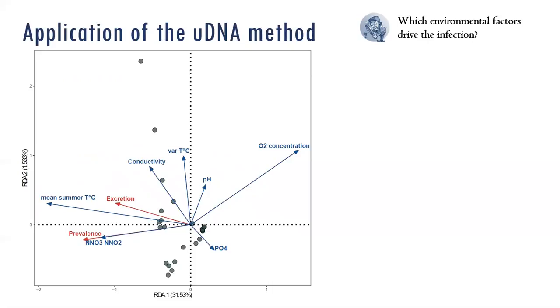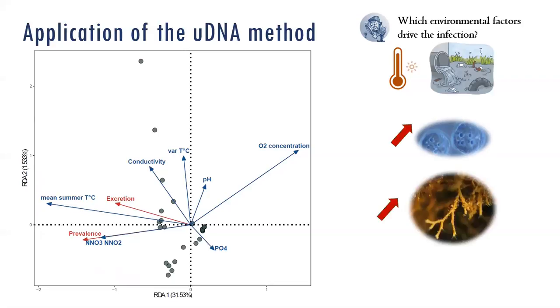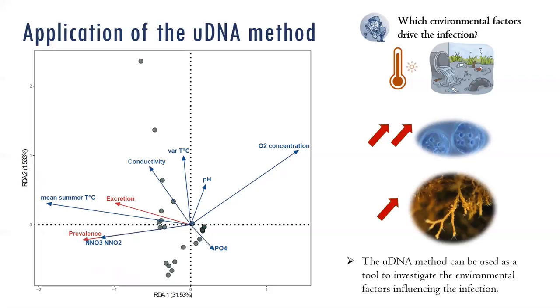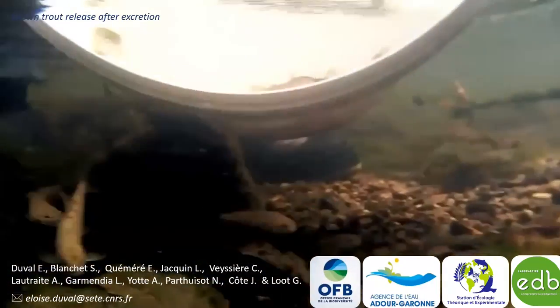This was expected, as temperature increases parasite multiplication and transmission, and together with increased concentration of nutrients, they enhance the growth of bryozoans, which are the parasite's primary hosts, and thus it is increasing the parasite niche available. So thanks to our new method, we can infer population infection prevalence and dig more into the environmental factors that are influencing the interactions in this parasite's complex life cycle, while at the same time being able to release the fish back to their stream after excretion.